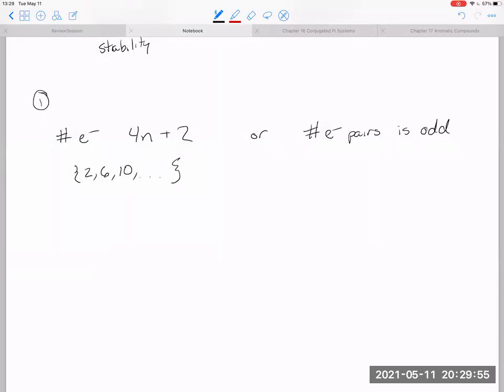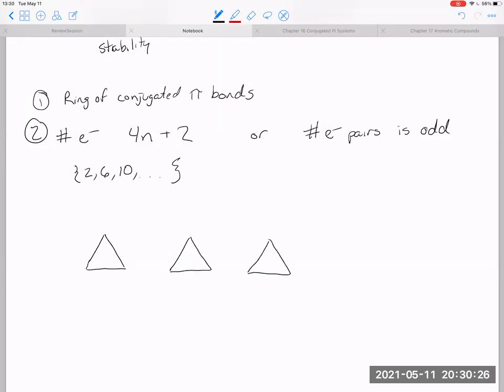The second rule for aromaticity is this one here, this Hund's rule. So again, a ring of conjugated pi bonds, and then the second one is that, okay? So let's look at three closely related compounds. One of these compounds is aromatic, one of them's anti-aromatic, and one of them's non-aromatic. See if you can classify what's what, and we'll go through and redefine what all those terms mean.